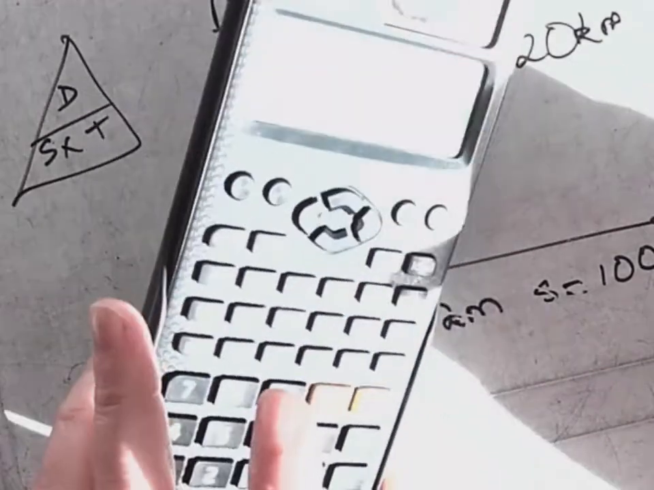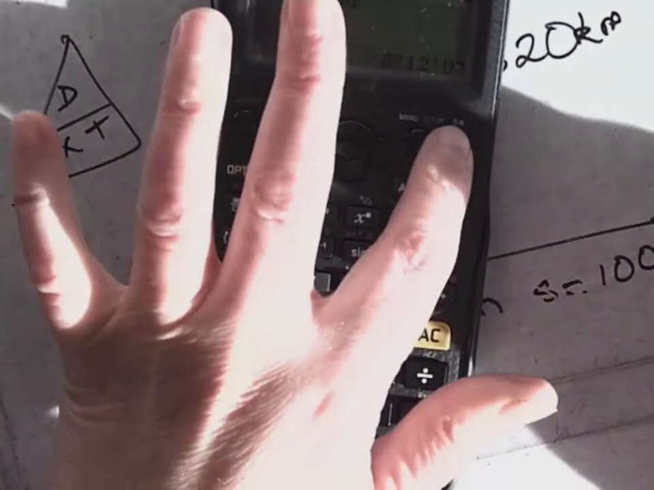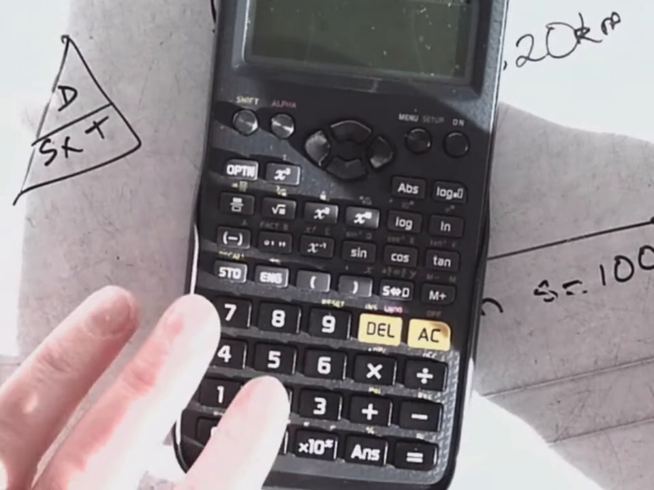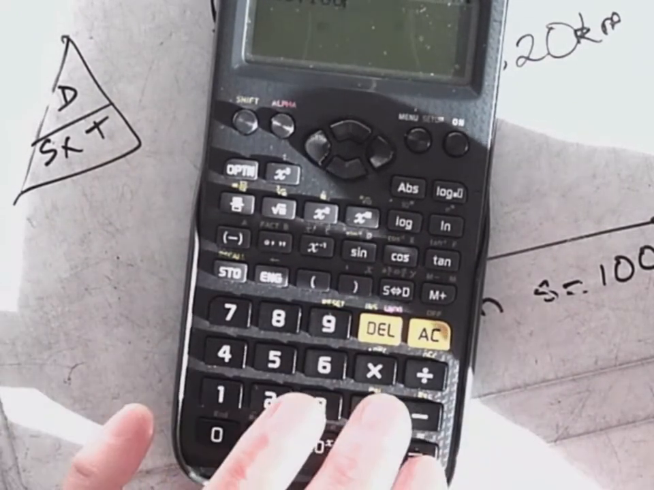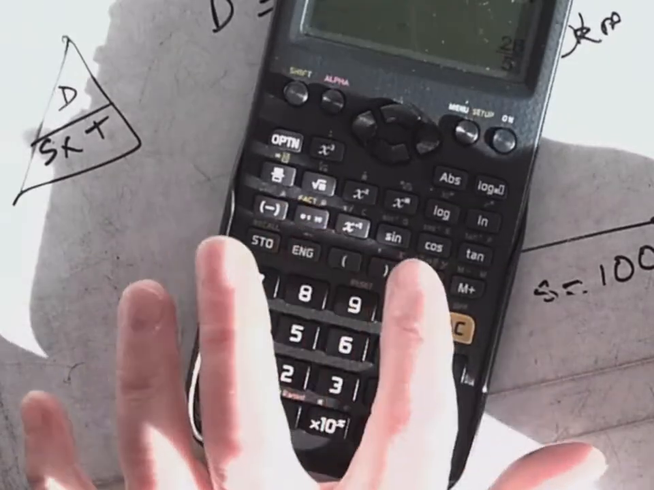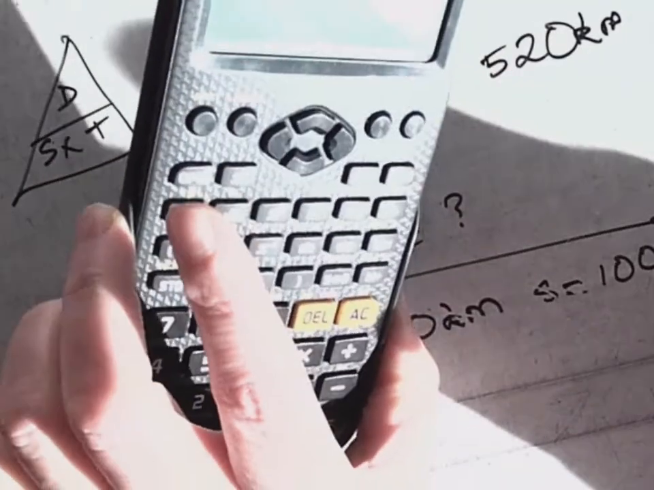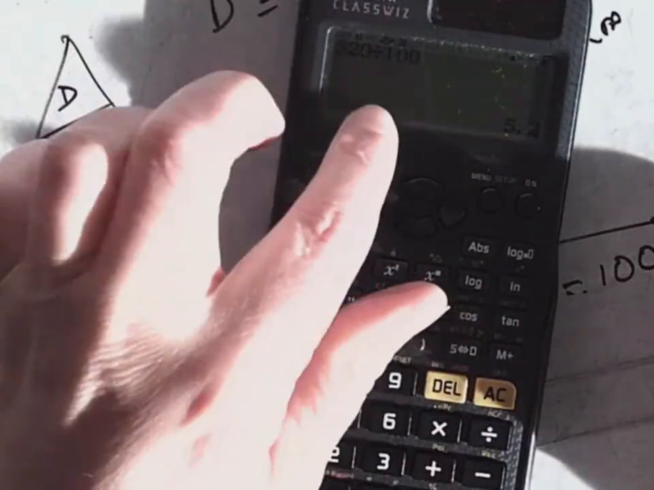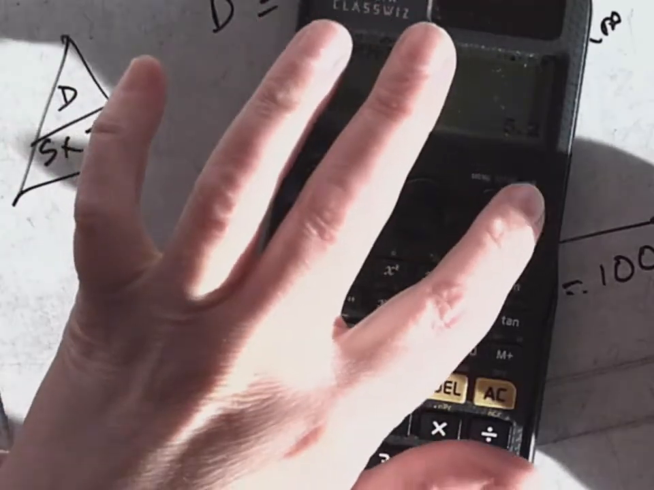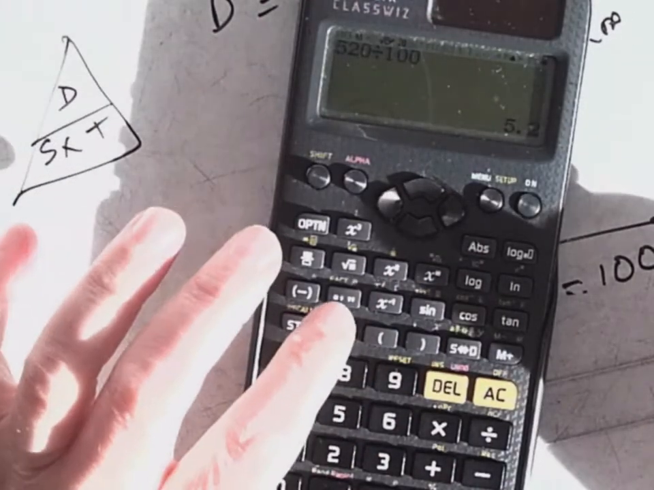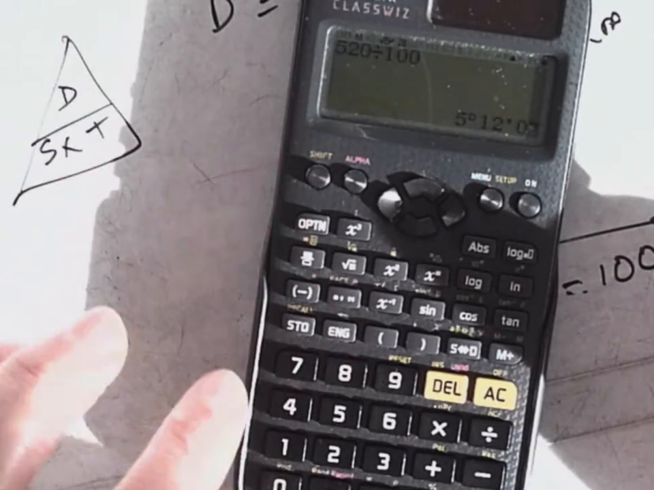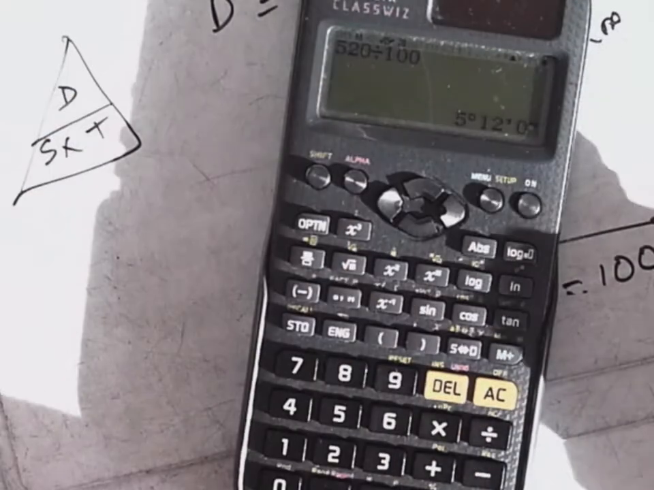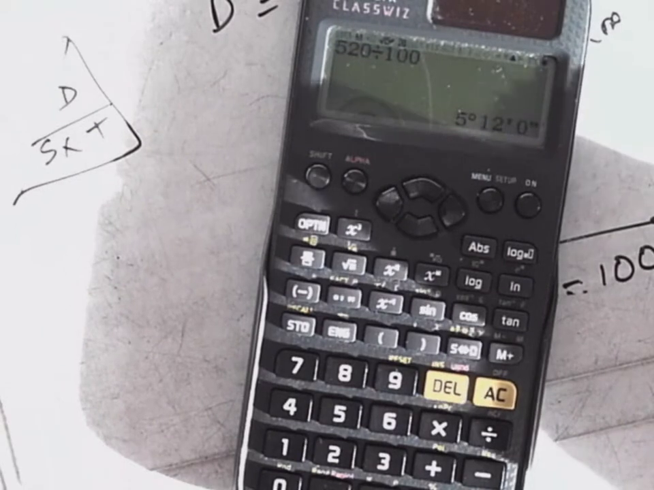Accident. I didn't mean to. But it doesn't matter. Sorry, there must have been a 0 pressed. I didn't see it. So 520 without the 0 divided by 100 gives me 5.2, and then press the button with the commas on it, and it'll tell you that's 5 hours and 12 minutes. Okay?